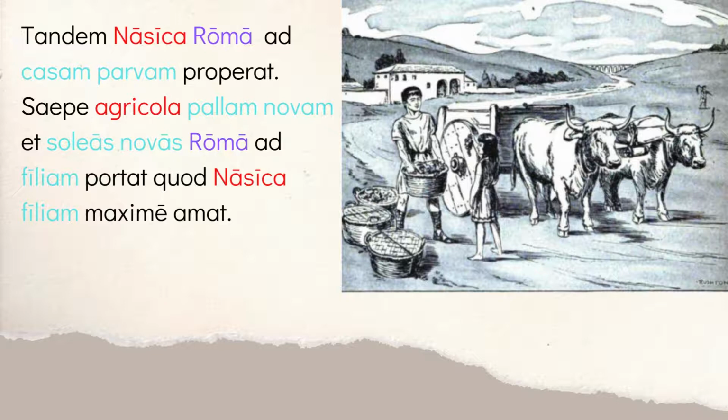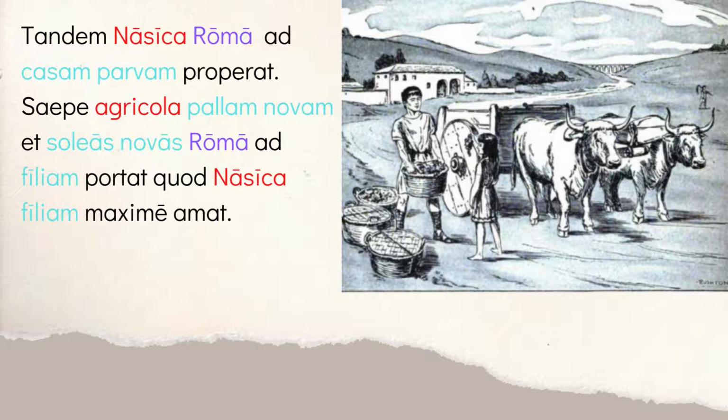Then you have Saepe Agricola palam novam et soleas novas Roma ad filiam portat, quod Nasica filiam maxime amat. Okay? So it's talking about why he did this. So it says, often the Agricola, there's your subject, the farmer, you have to go all the way to portat, he carries. What does he carry? A palam novam, a new palla, a new cloak. And soleas novas, new sandals, right? From Rome, there's your ablative without a preposition. You're trying to express place from which. So he carries them from Rome ad filiam, to his daughter, right?